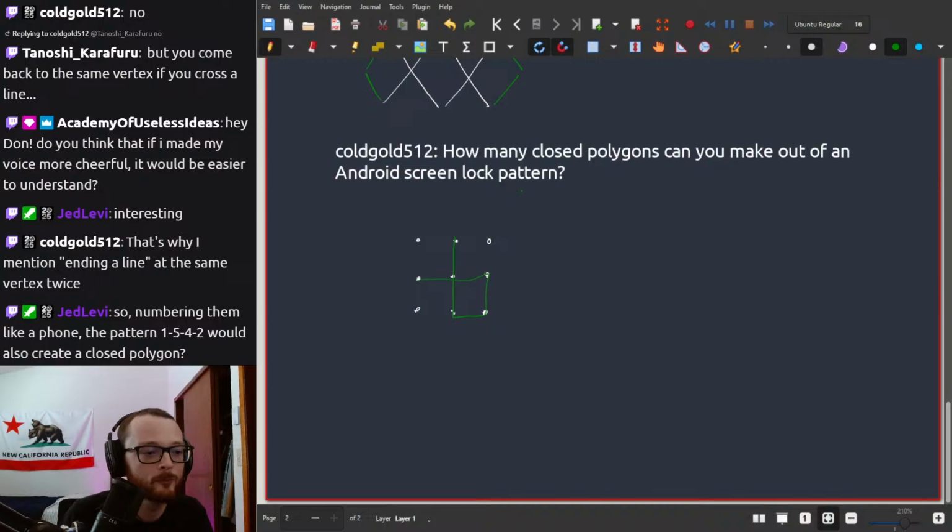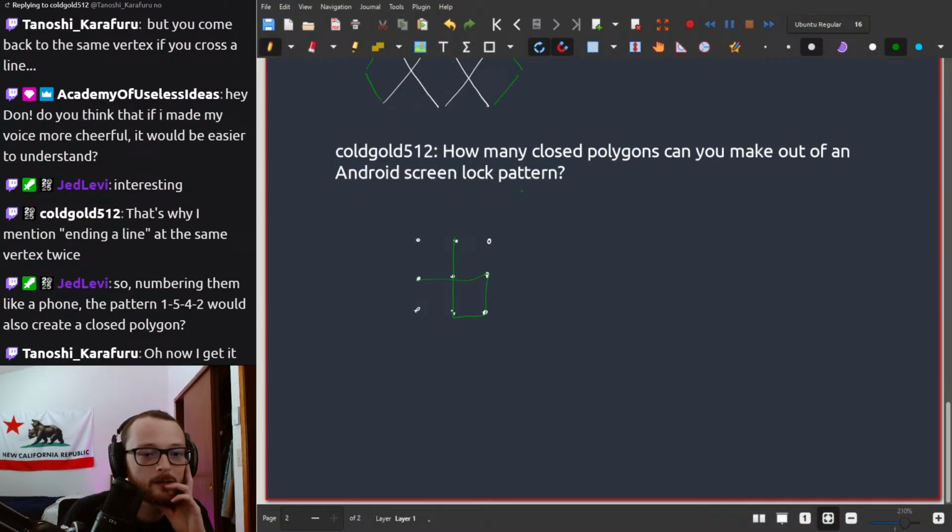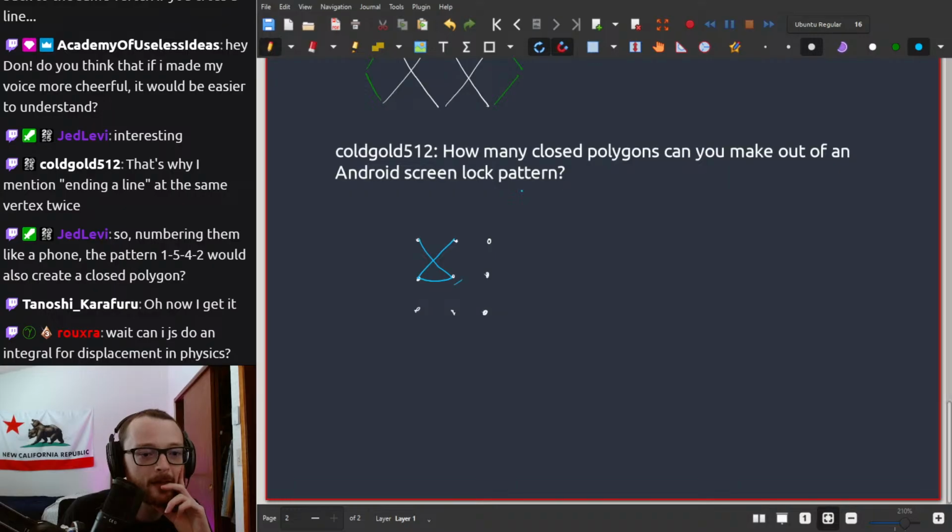Numbering them like a phone. 1, 5, 4, 2. Yeah, that'll make a triangle.